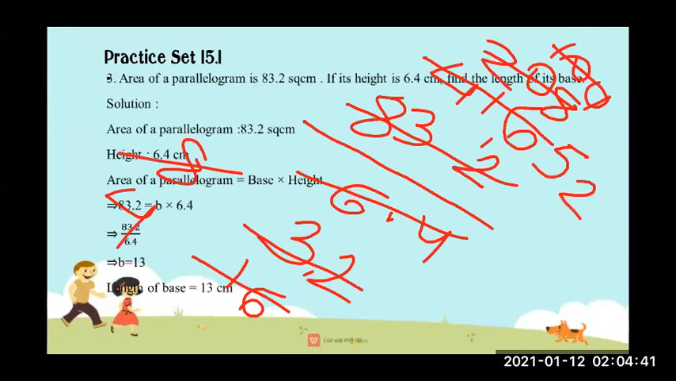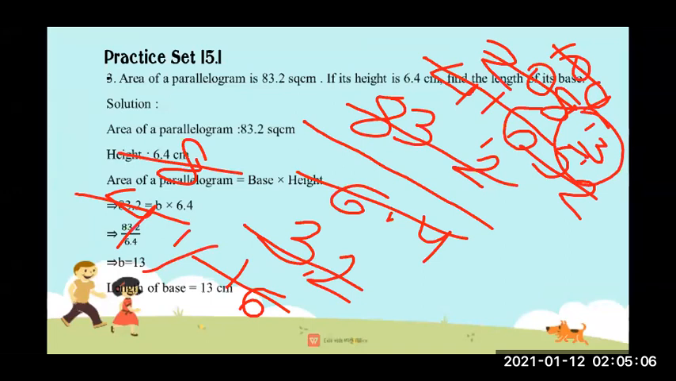Once again, if we want, we can take the 4 table, or you can take the 2 table also. I am taking the 4 table. 4 1s are 4. 4 1s are 4. 1 carry. 4 3s are 12. So what is the answer? What is the base? The base is 13 centimeter. So the length of the base is equal to 13 centimeter.